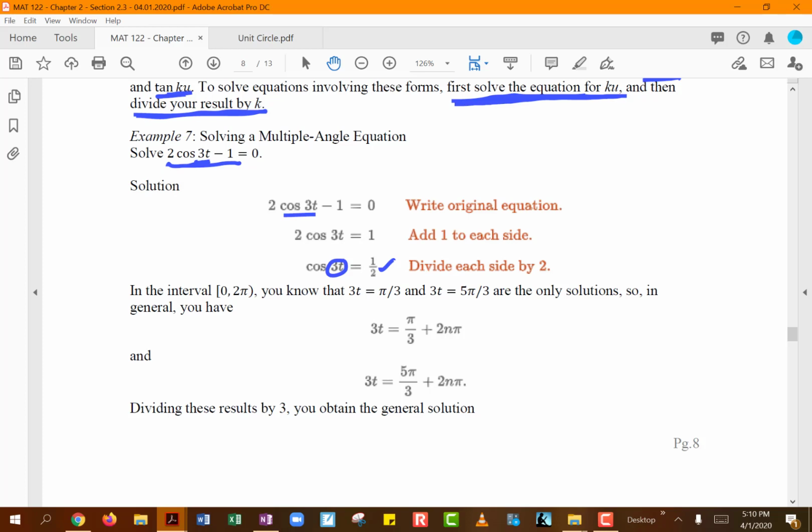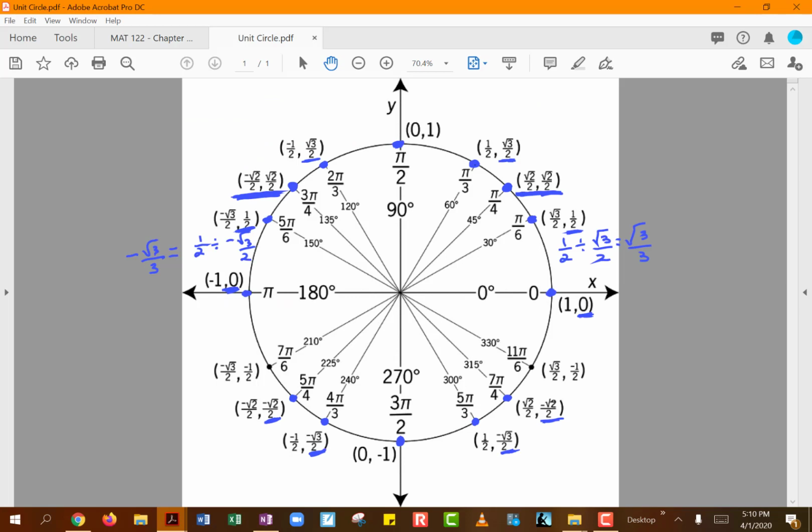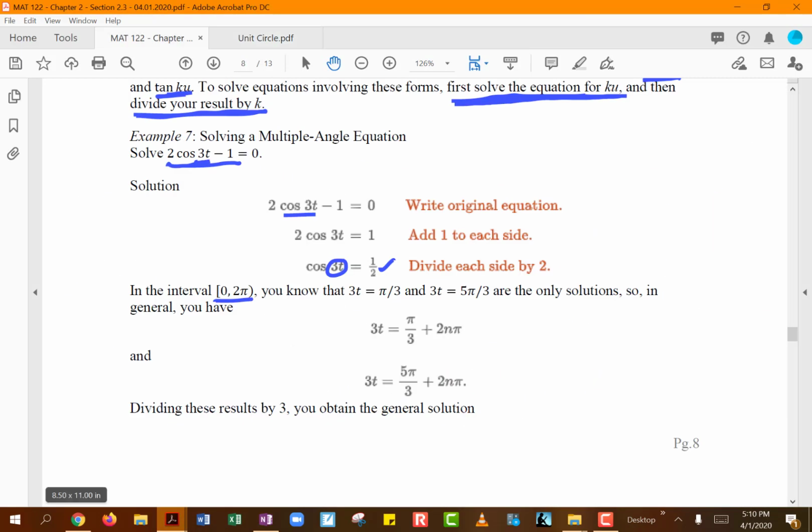So again, looking at our interval from 0 to 2 pi, you can go to your unit circle and look for the angles where your cosine function is positive 1/2. That's going to happen right here at the 60-degree angle, which is pi over 3. And it's going to happen here at this 300-degree angle, which is going to be 5 pi over 3. So those would be the two angles, pi over 3 and 5 pi over 3.